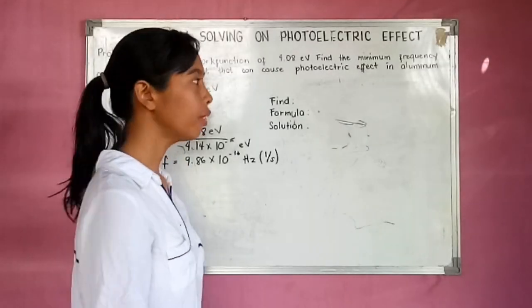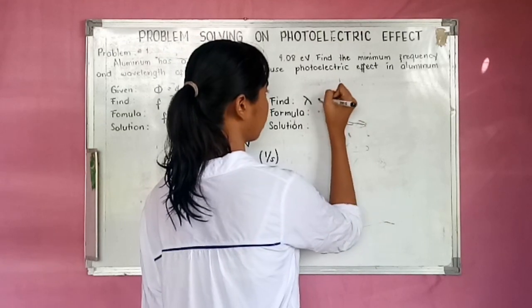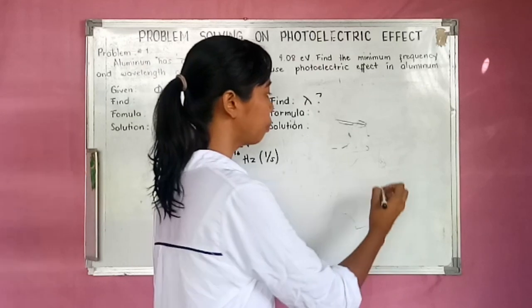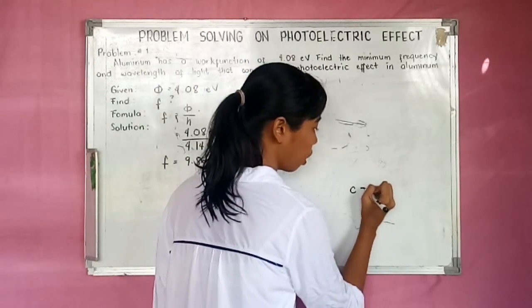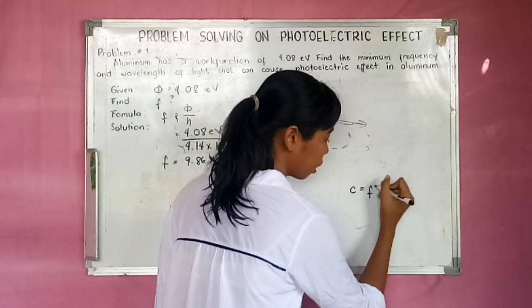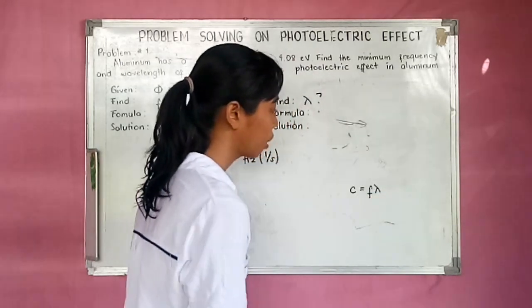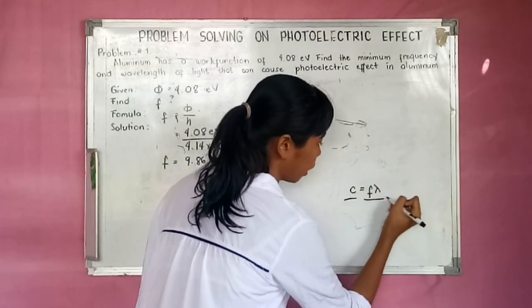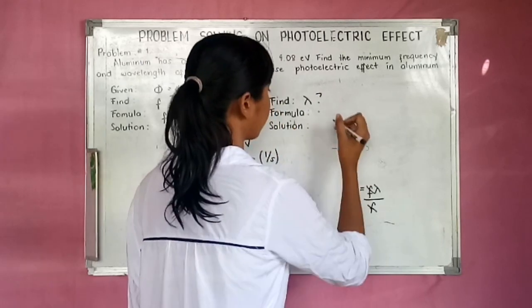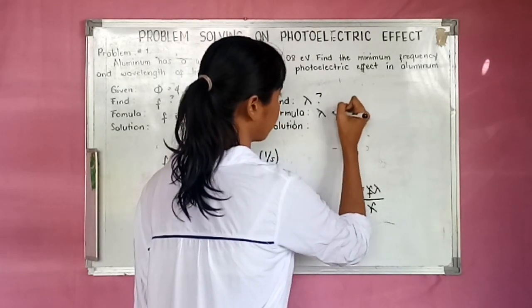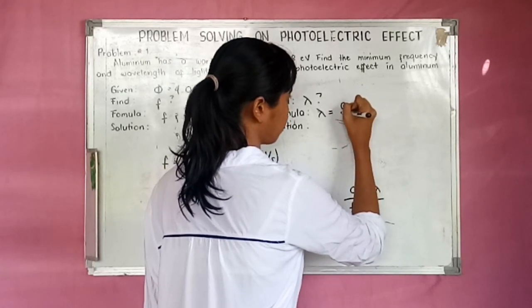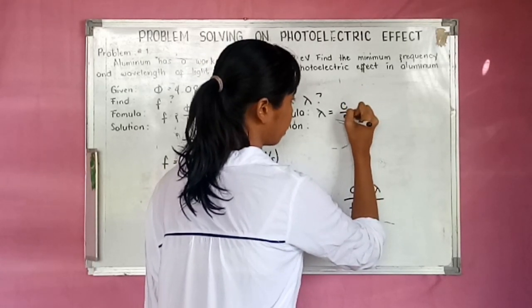Next, we will solve for the value of the wavelength, or lambda. The corresponding wavelength of a light beam can be found using the formula of the speed of light, which is equal to the product of frequency and lambda. We will derive it, divide both sides by the frequency, and cancel. So now we already have the formula of the wavelength, which is equal to the speed of light divided by the frequency.